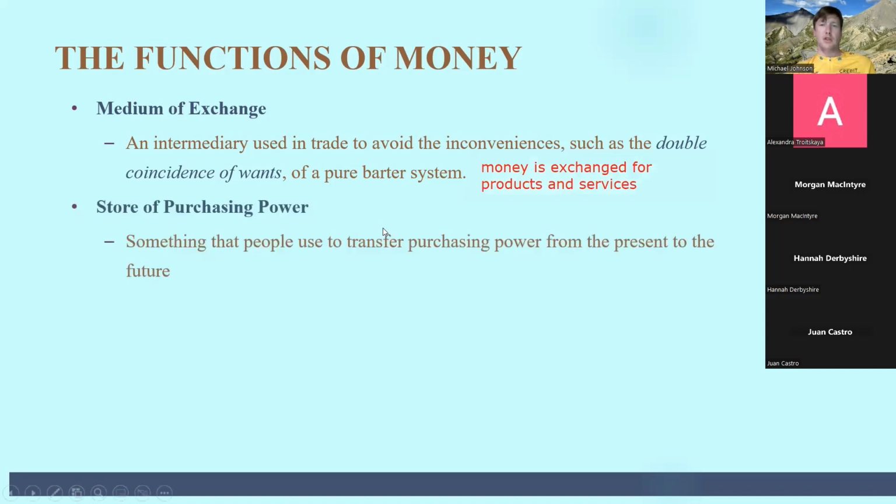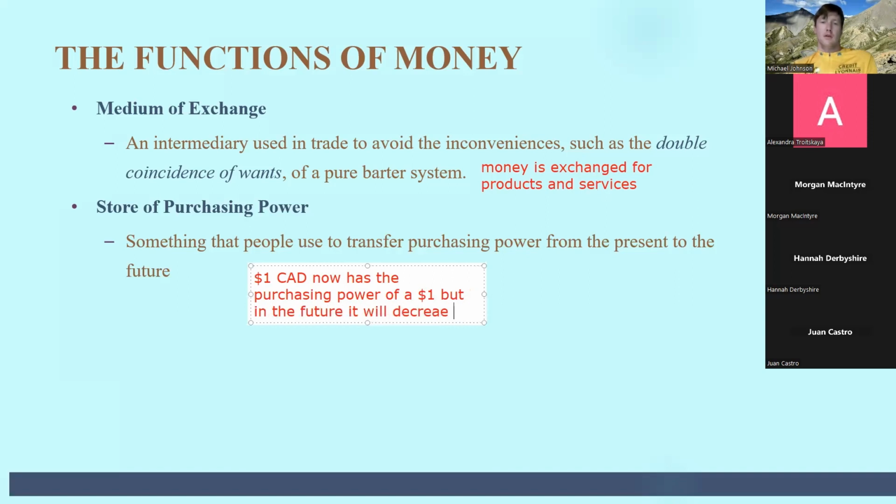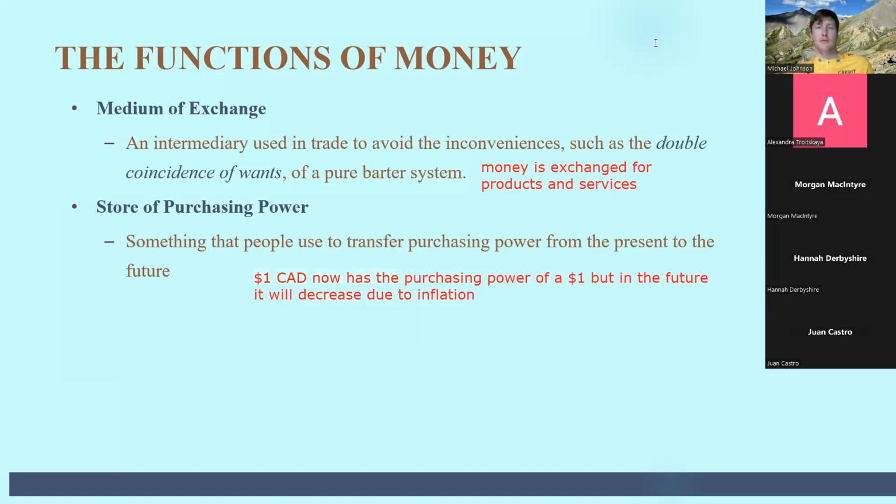Then it's a store of purchasing power. It's used to transfer purchasing power from the present to the future. So you have it now, and you can use it in the future. That's the key. So $1 Canadian now has the purchasing power of $1, but in the future it will decrease due to inflation. That's what would happen over time.